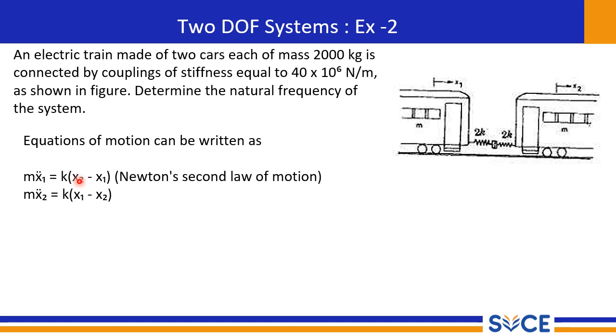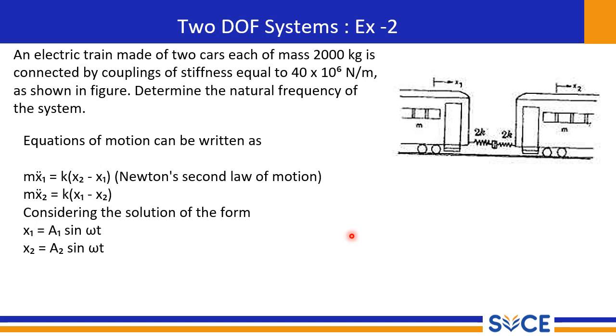Next, let me assume the motion of each car in sinusoidal form. So it can be represented as x1 equal to a1 sin omega t. And similarly for the second car, x2 equal to a2 sin omega t.